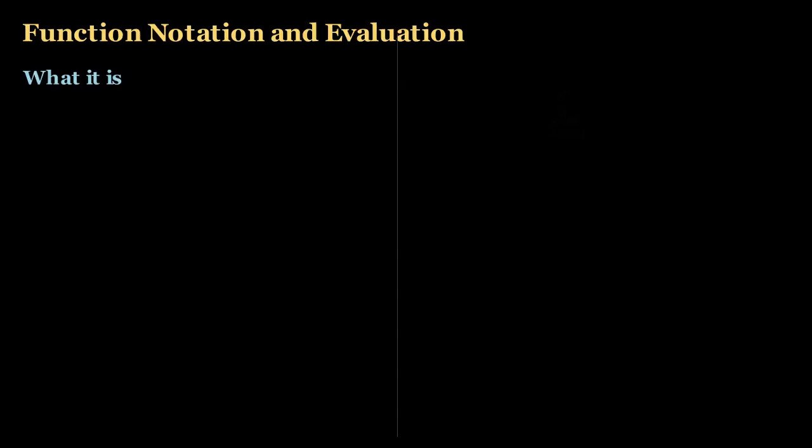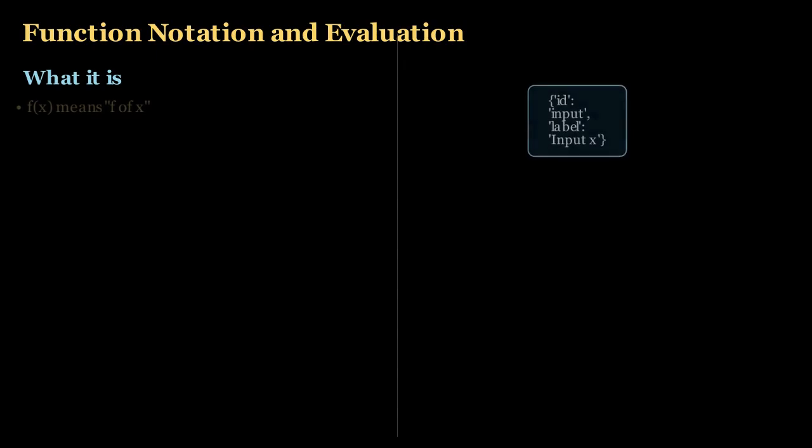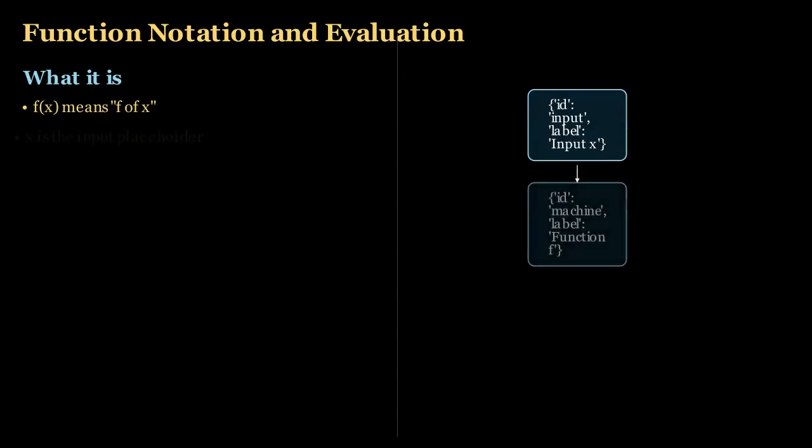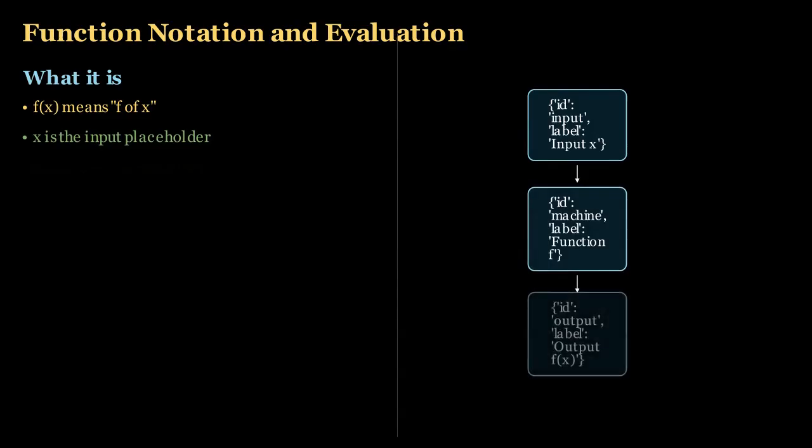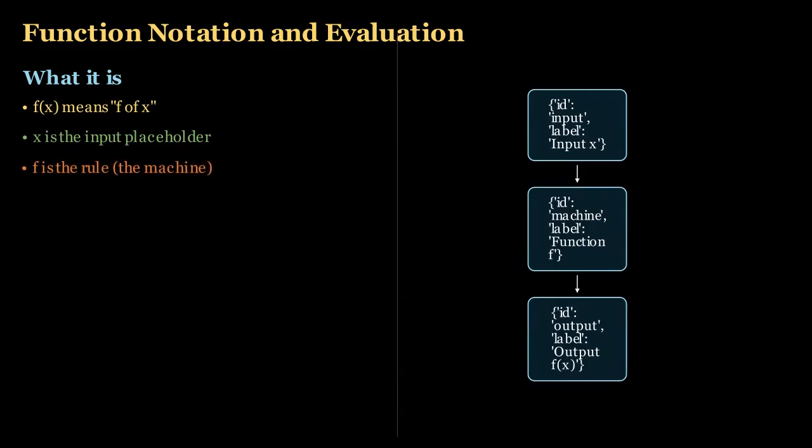You already know a function is like a machine. You feed it an input, it follows a rule, and it gives you an output. Now we need a way to write that down without drawing the machine every time. The notation we use is f of x, written f, open parenthesis, x, close parenthesis. The letter f is just the name of the function, it stands for the whole rule.